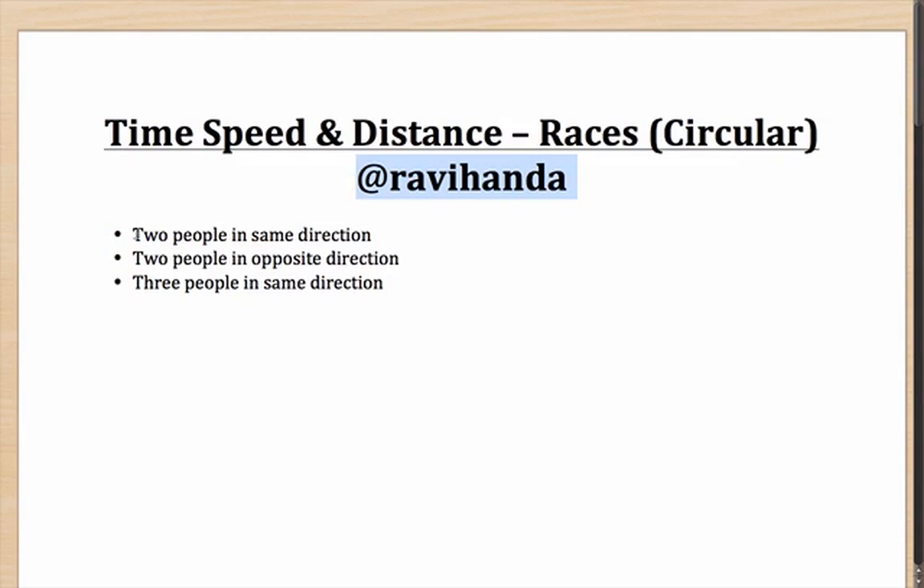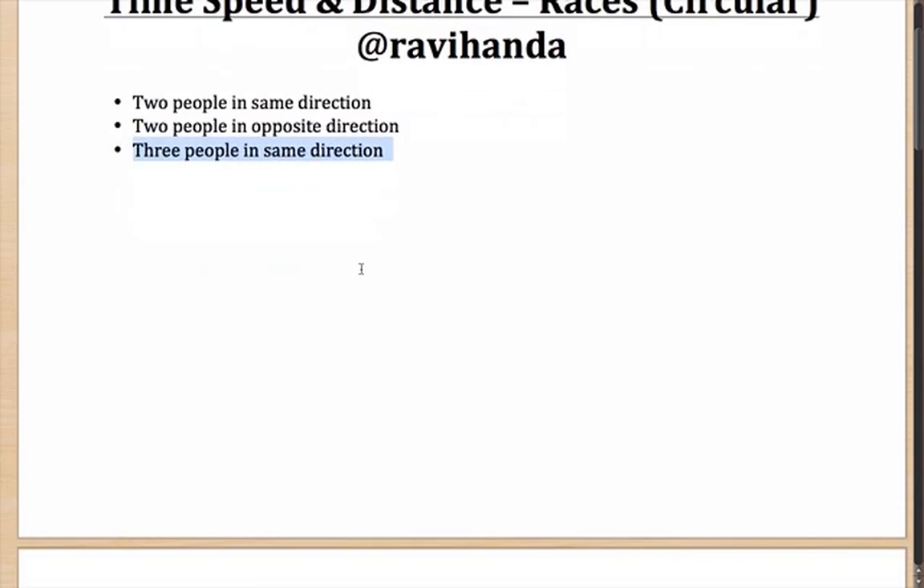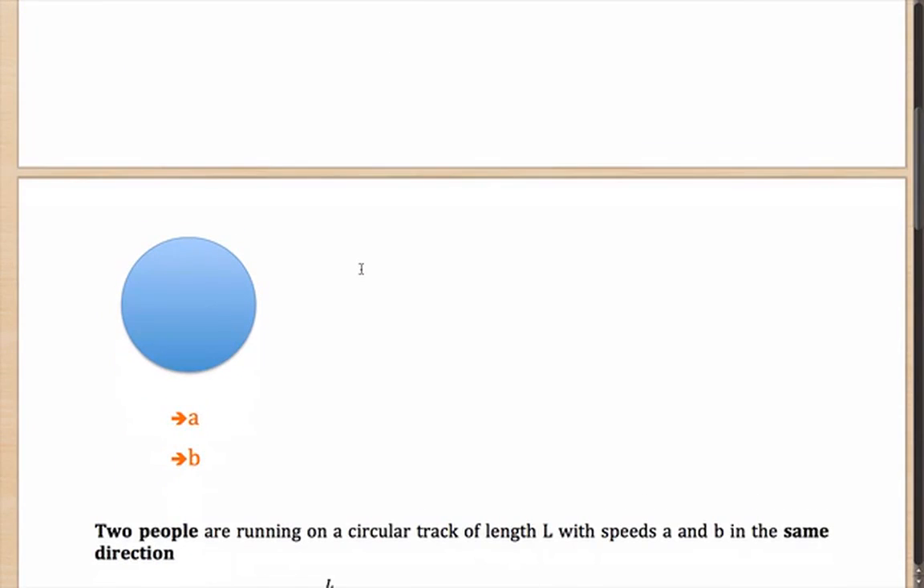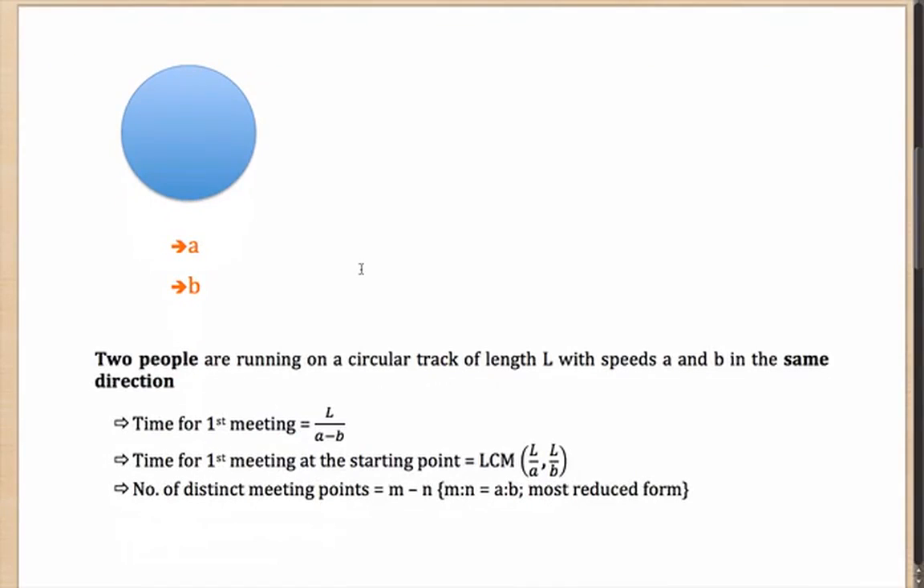Well, in circular races, we'll talk about these three cases. That is, when two people are running in the same direction, when two people are running in the opposite direction, and when three people are running in the same direction. Let us look at them. On the basis of these three cases, you can also take care of any other case in a circular race. To begin with, the first one: when two people are running in the same direction.